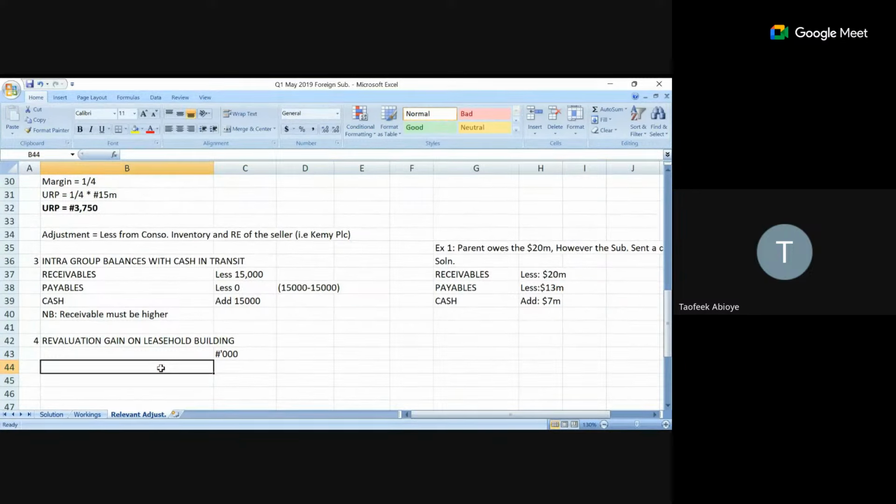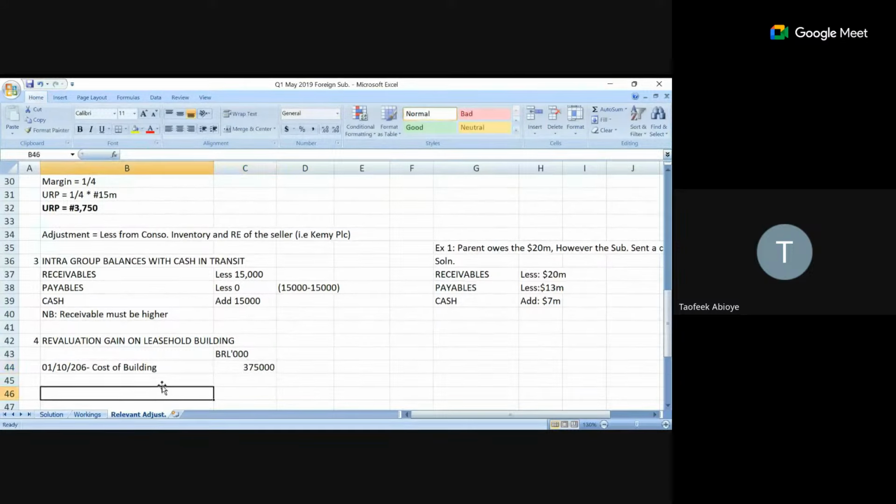On 1st October 2016, Kemi purchased the leasehold building for 375 BRL. So on 1st October 2016, the cost of the building. How much is it? BRL, sorry. This is not Naira, it's BRL. Let's use BRL. It's not Naira. It is 375 BRL.